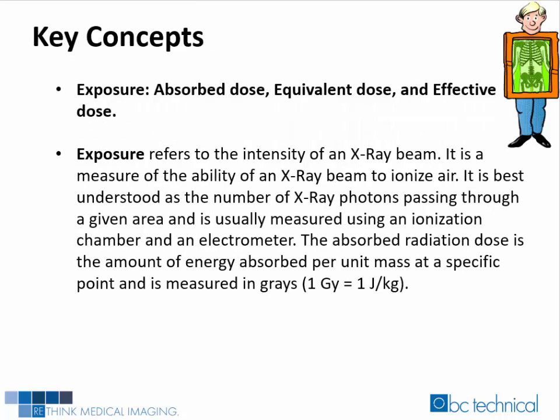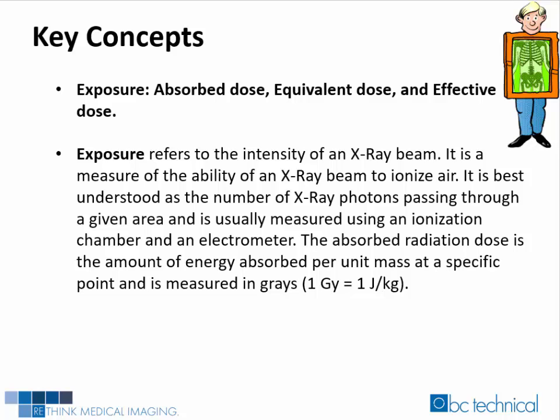Let's take a look at some key concepts. These concepts include exposure, absorbed dose, equivalent dose, and effective dose. Exposure refers to the intensity of an X-ray beam. It is a measure of the ability of an X-ray beam to ionize air. It is best understood as the number of X-ray photons passing through a given area and is usually measured using an ionization chamber and an electrometer.